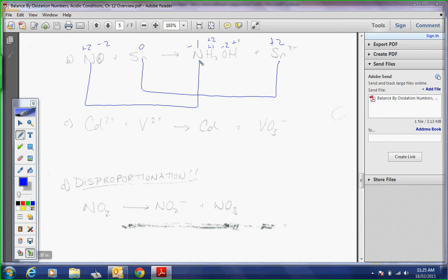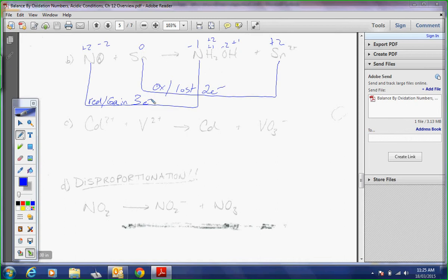So this has gone up in number, so it must have been oxidized, so it must have lost 2 electrons because it's 0 to +2. This has gone down in number, so it must have been reduced, so therefore it has gained. It's gone from +2 to -1, so that's 3 steps, so that's gained 3 electrons. And that's where we ended for our quiz. Everybody okay with that?